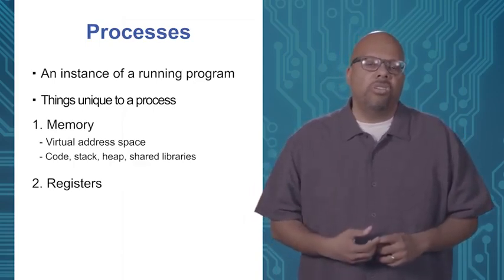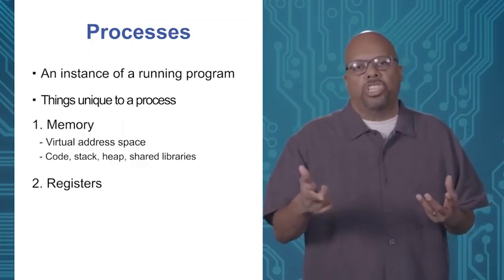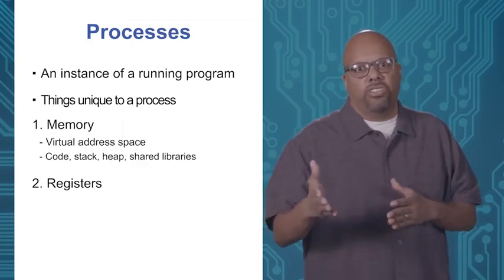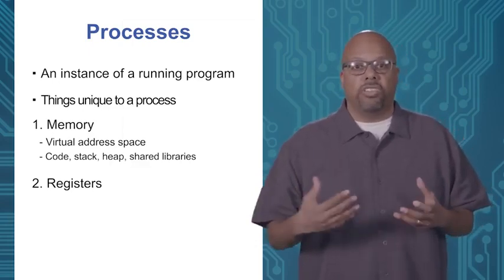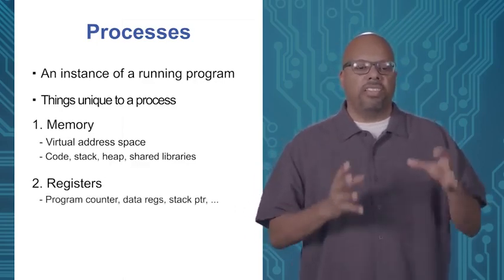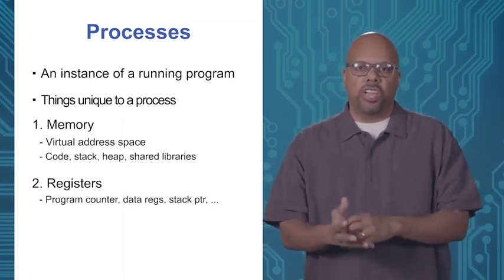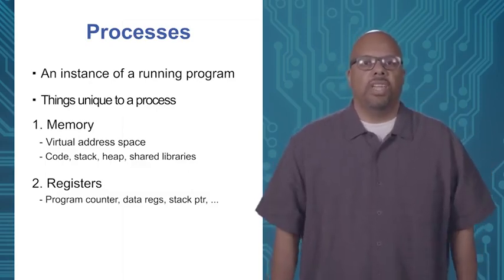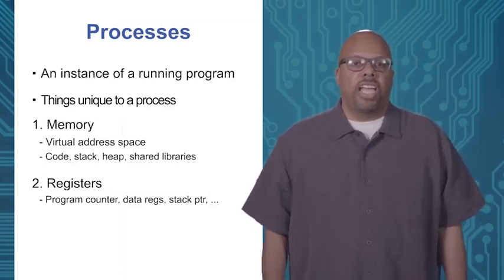A program counter, right? It's the register that tells you what instruction you're executing right now, or really the next instruction you're going to execute. Data registers, the stack pointer, that's another register that tells you where you are on the stack, stuff like that. So every process has this unique, typically called context, a bunch of memory, a bunch of register values that are unique to the process. And they're all needed to execute the program correctly. So every process is executing a running program.